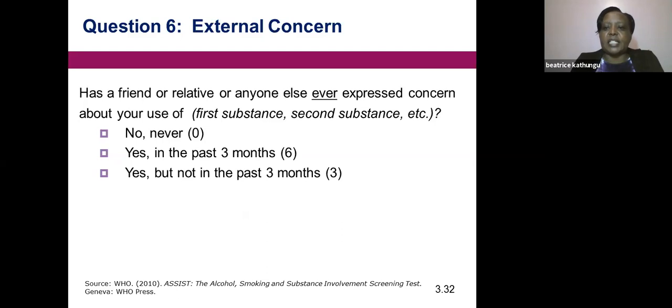Question 6 asks whether an external person has been concerned about your substance use. So ask the client, has a friend or a relative or anyone else ever expressed concern about your use of, you mention the substances, so for example, of alcohol or of tobacco. So you mention for each substance and you indicate the answer. And remember, this is where we are using the response card number 5, which has the 3 options of never, yes in the past 3 months, and yes, but not in the past 3 months.